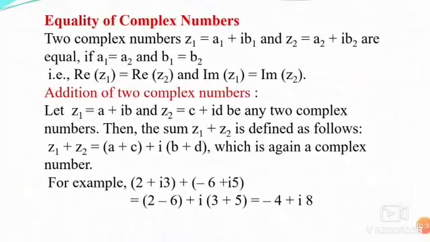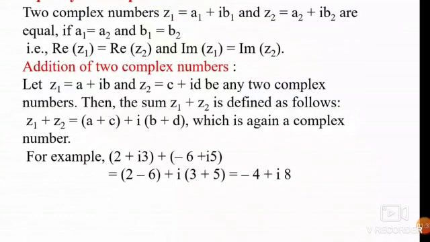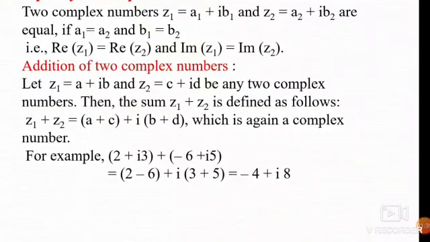Next, equality of complex numbers. That is, two complex numbers z1 equal to a1 plus ib1 and z2 equal to a2 plus ib2 are said to be equal if a1 equal to a2 and b1 equal to b2. That is, real part of z1 equal to real part of z2 and imaginary part of z1 equal to imaginary part of z2.